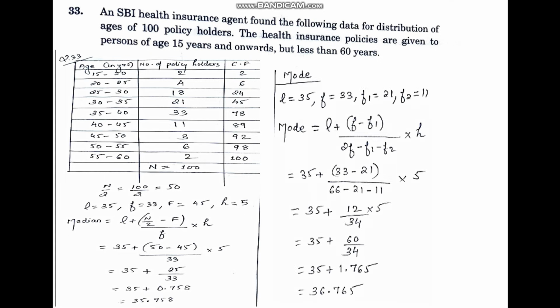Now we also need to find the mode. We can see that the maximum frequency is 33 and the lower limit is 35. For that, F will be 33 itself, and the preceding frequency F1 is 21, and the succeeding frequency F2 is 11. On substituting the values and solving, we are getting the mode as 36.765 approximately.